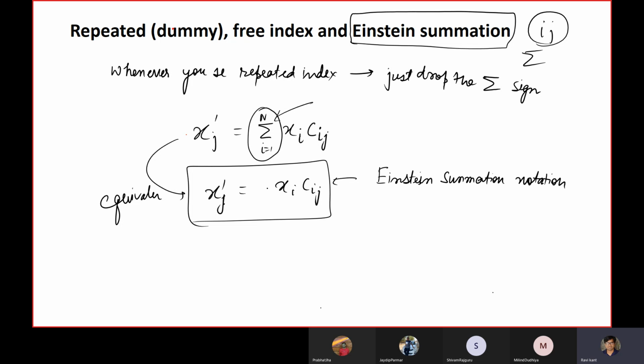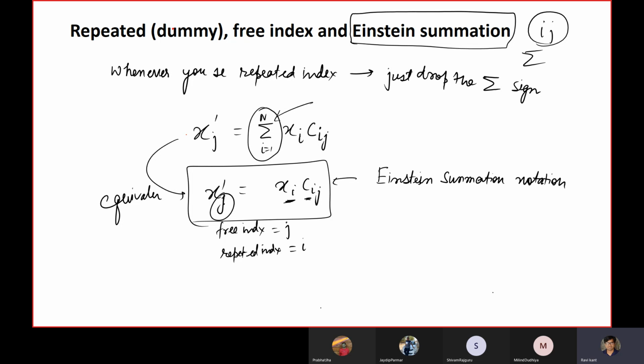And you don't want to write the summation every time over here. Once I see that there is a repeated index, I know that there must be a summation sign over here which is hidden. That's it. I will not explicitly write it there. Okay, and this is called Einstein notation as well. And this is my free index, j, and the repeated index is i over here.